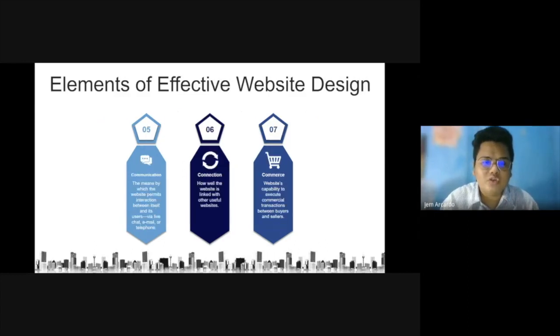Next is communication. Communication is the means by which the website permits interaction between itself and its users via live chat, email, or telephone. An example of this would be support. Next is connection, which is how well the website is linked with other useful websites. And last is commerce, the website's capability to execute commercial transactions between buyers and sellers.